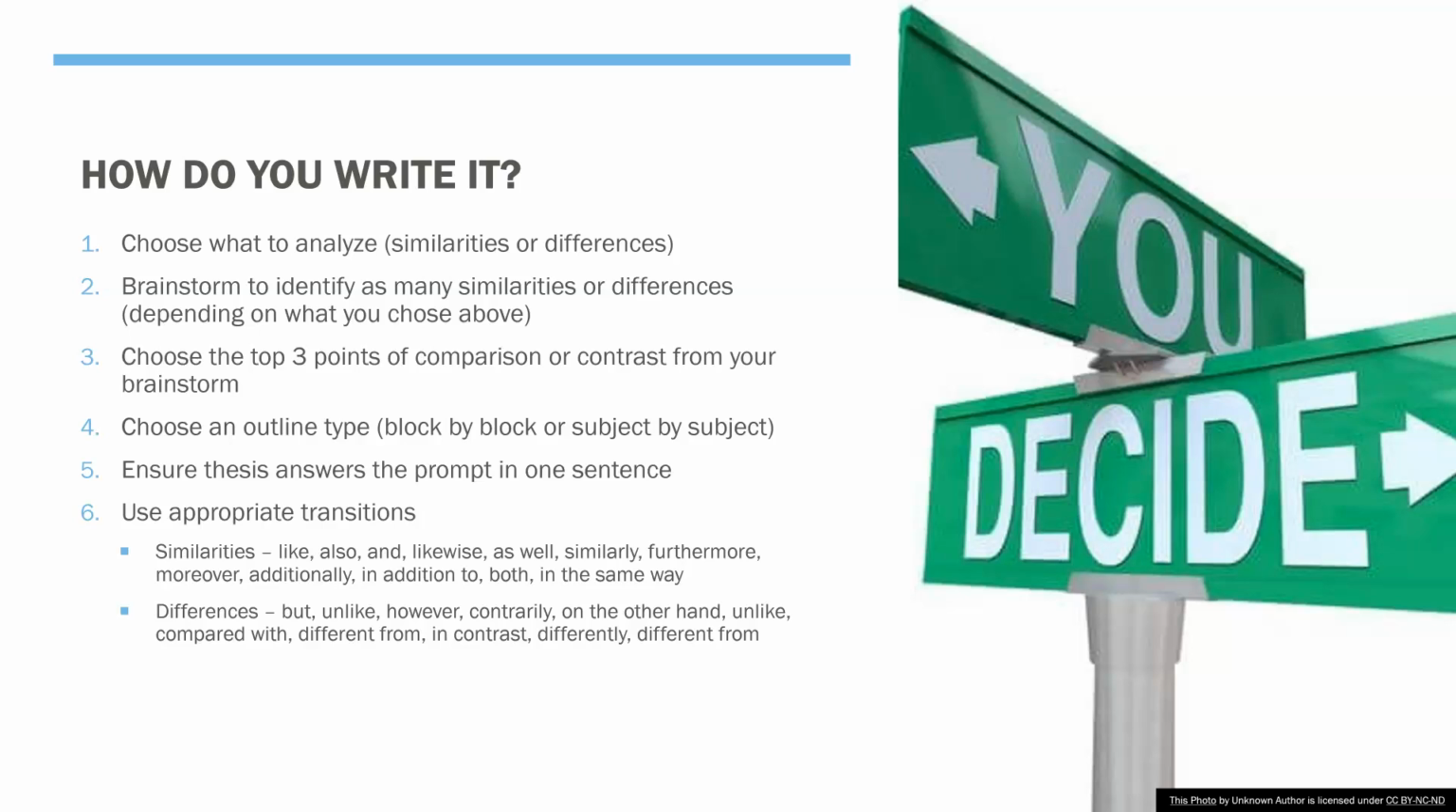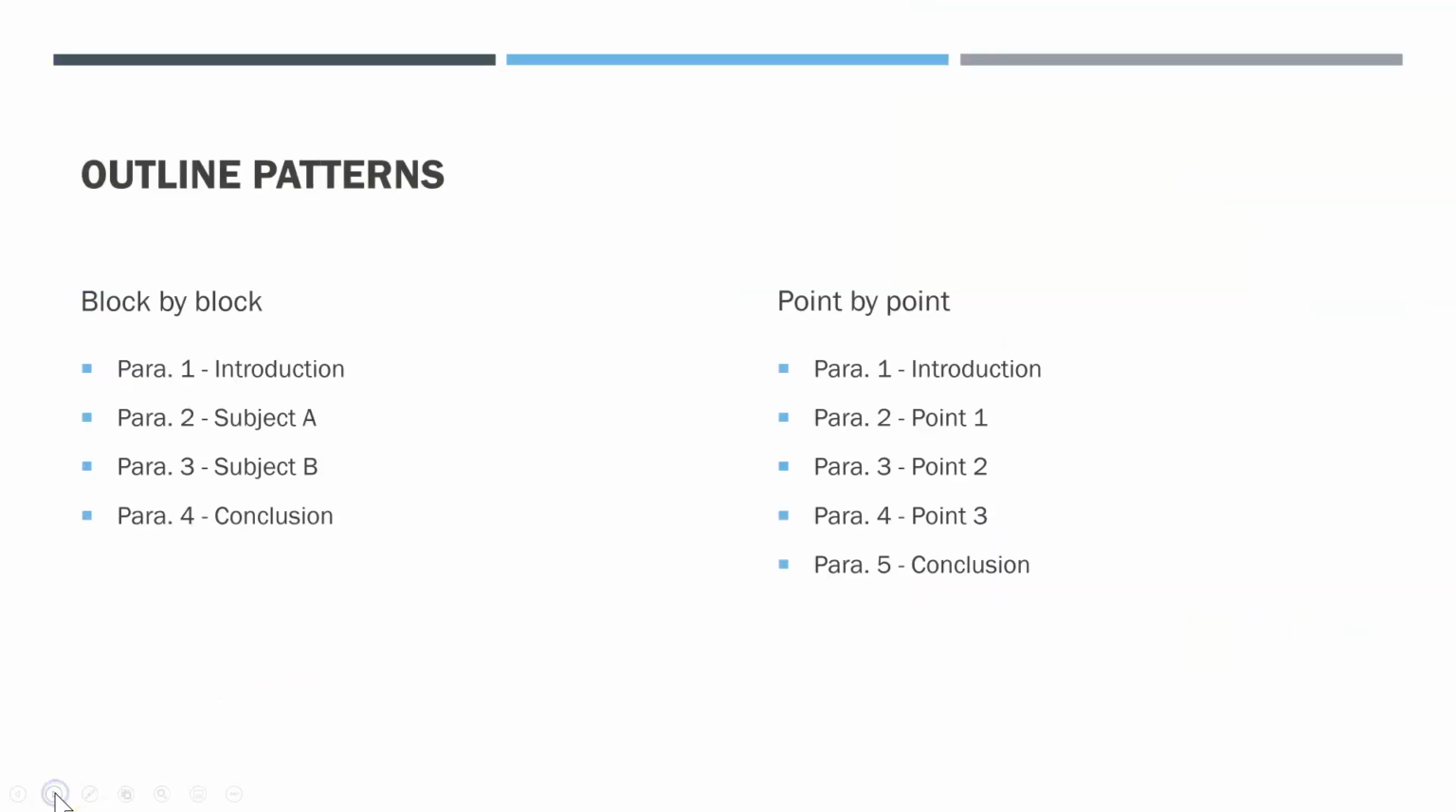Ensure that your thesis answers the prompt in 1 sentence and clearly, and that it states whether you're addressing similarities or differences. And once again, make sure you use appropriate transitions. If you're writing about similarities, you use words such as like, or also, both, in the same way. Any of these will work. Whereas if you're writing about differences, words such as however, on the other hand, differently, and contrast, those are the ones that work.